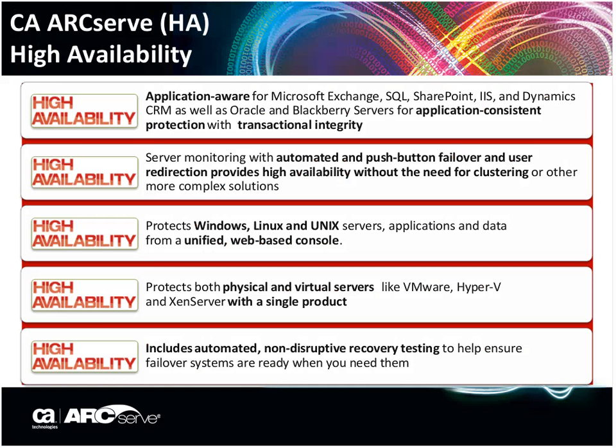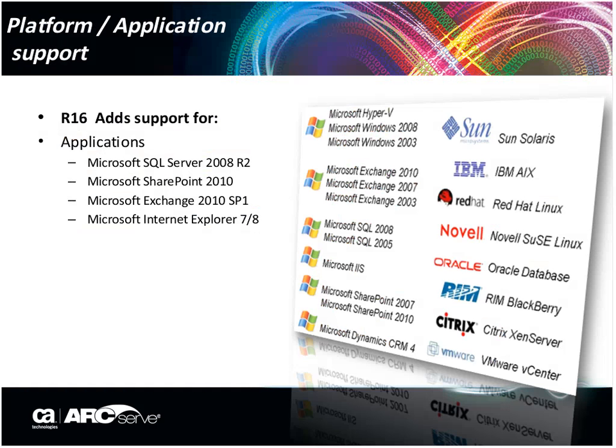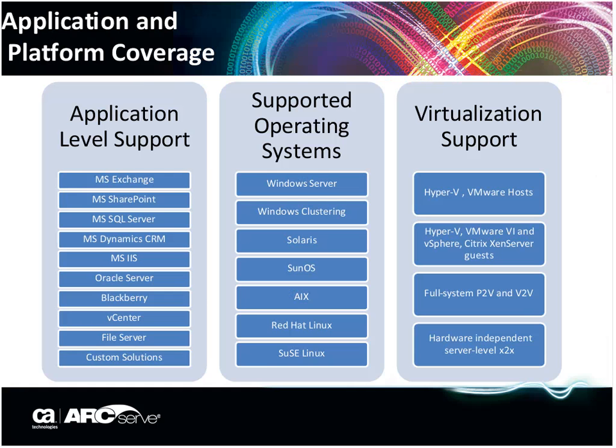As far as jumping down to the bottom here, physical and virtual live servers, and this is a very non-disruptive disaster recovery testing capability that we allow you to do with the ARCserve high availability solution. Application support is very strong. We talked a little bit about those, but you can see even from an IBM AIX perspective, Red Hat Linux, SUSE, just to name a few. As far as the application level support, operating systems, and as far as virtualizing support for Hyper-V, VMware, Citrix Xen, we can get full system failover and replication, as well as the application level full protection and replication and high availability.